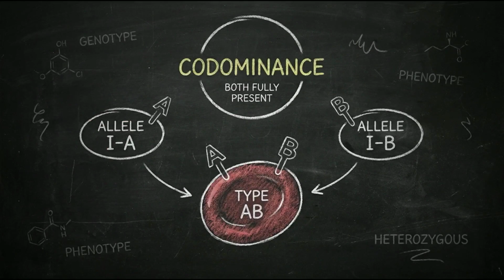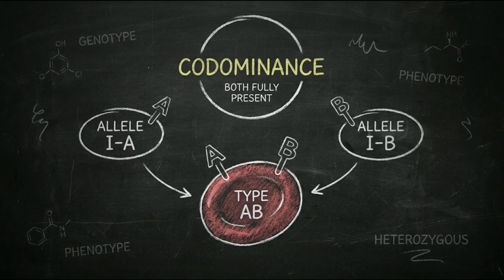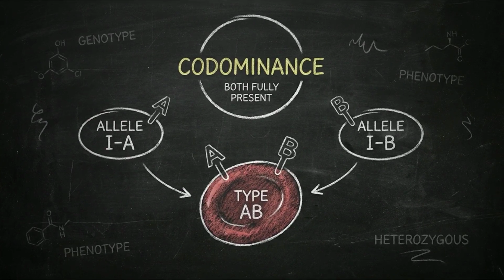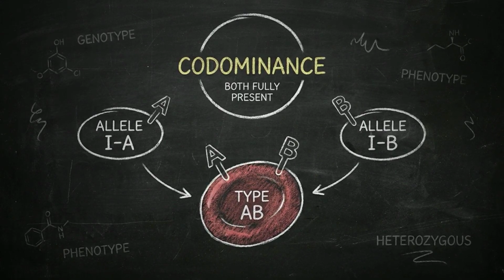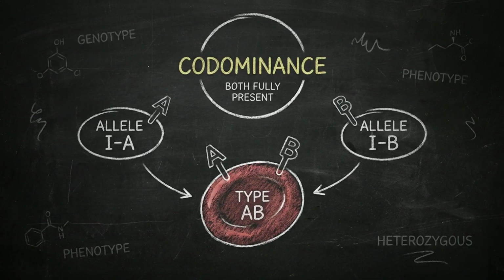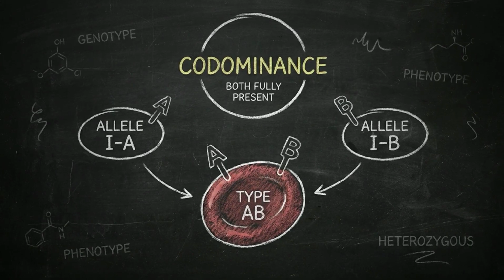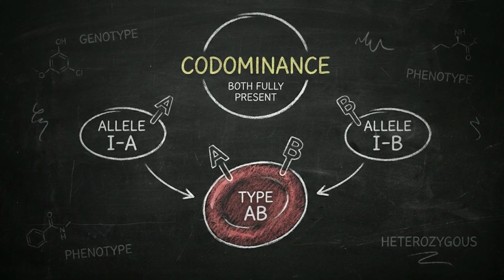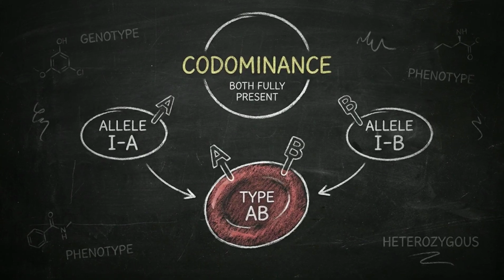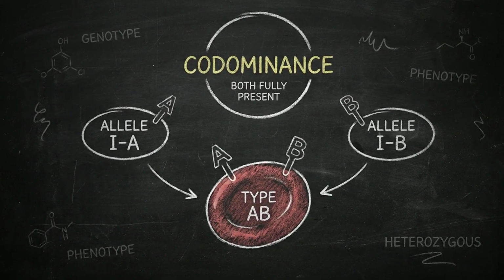In codominance, both alleles express themselves completely at the same time. No blending, both fully present. The clearest example is blood type. If you inherit an IA allele from one parent and an IB allele from the other, you do not get a blend. You get both, AB blood type. Both markers appear on your red blood cells simultaneously.